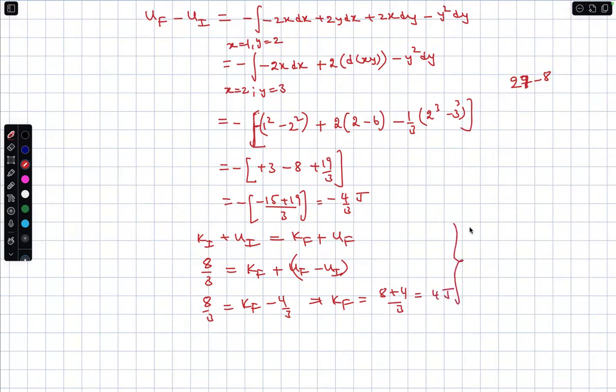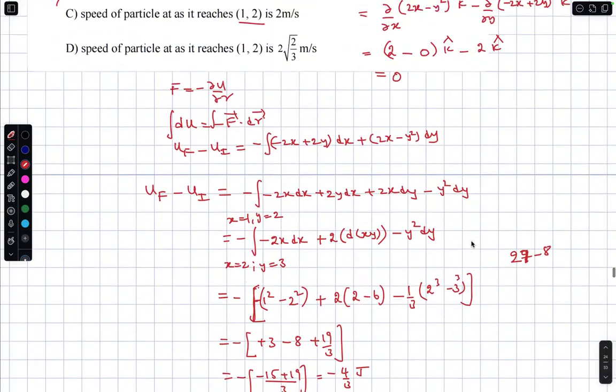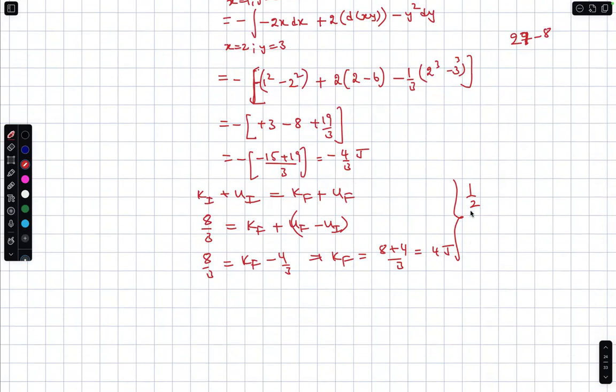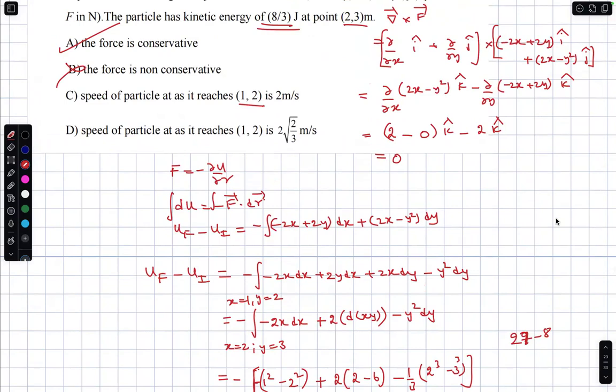He also asked you this: half m v square, mass is 2. Half into 2 into v square is 4. V is 2 meters per second. So the answer is 2 meters per second. Correct. I will have an opportunity to mark it like this.